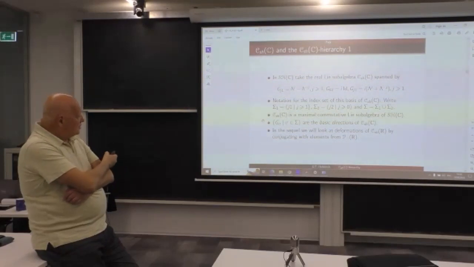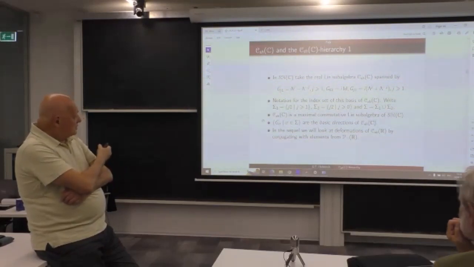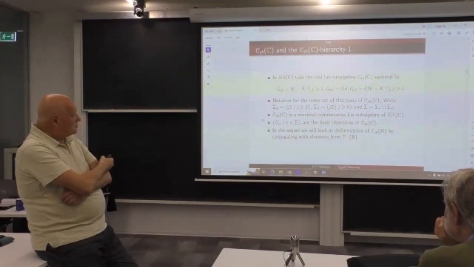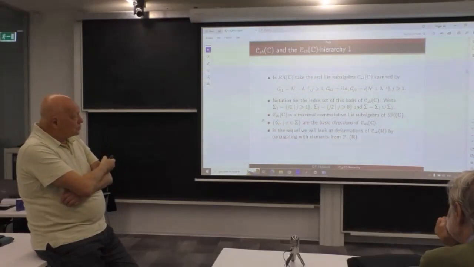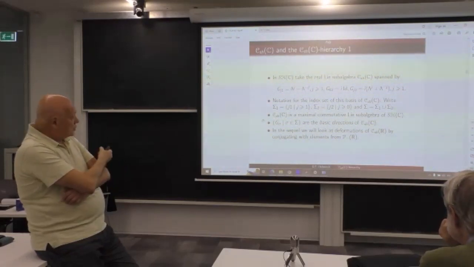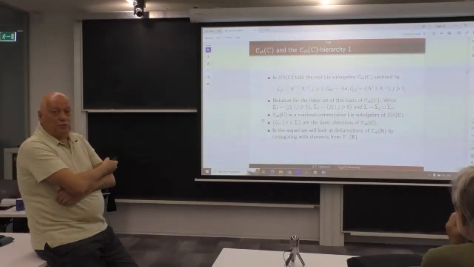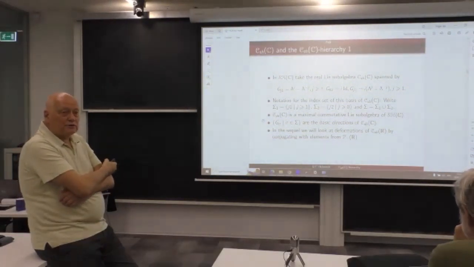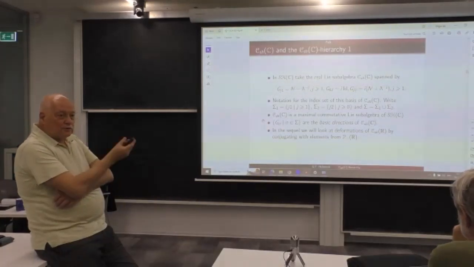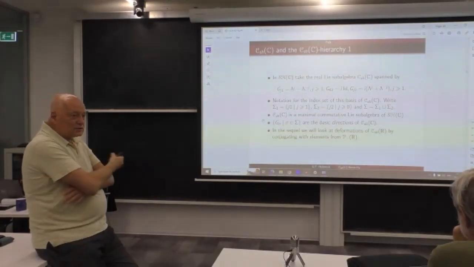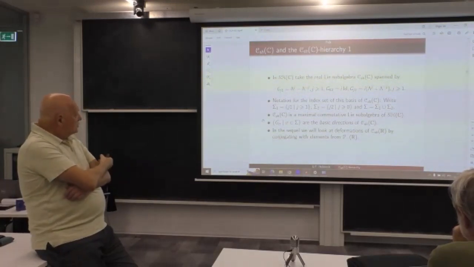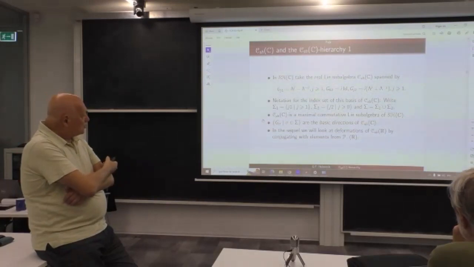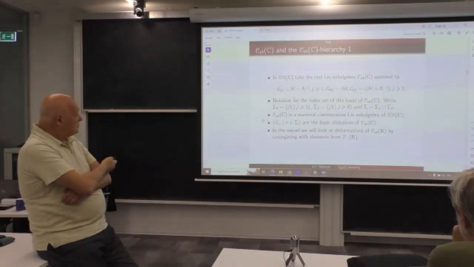And it's easy to show that this algebra is maximal commutative in the skew Hermitian matrices over C. So this algebra is optimal as for commutativity. You will not forget any direction that is there. And the G sigma are called the basic directions of this Lie algebra.